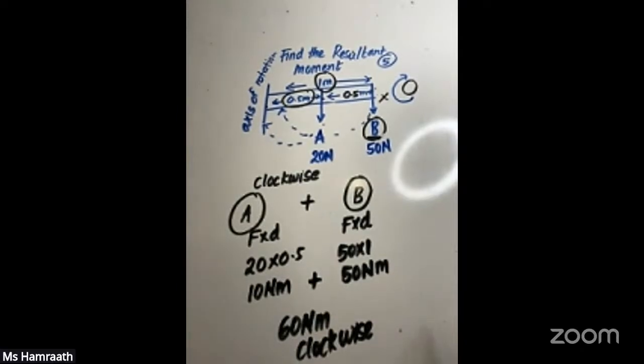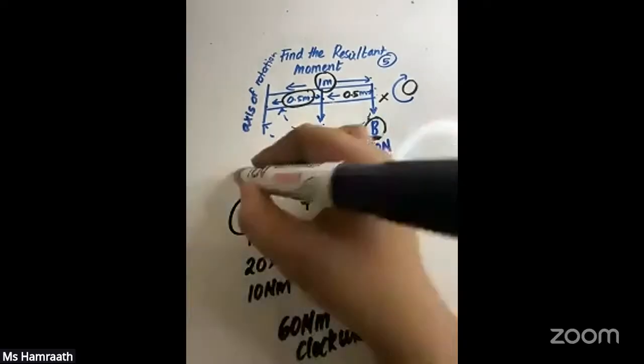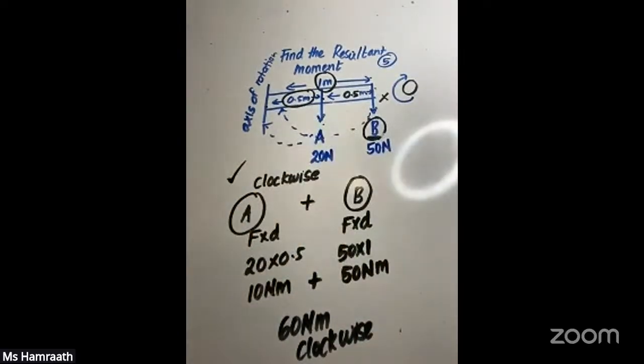Clear? Got it? Say 60 Newton meter clockwise. So if you have understood, if you have done this correctly, you would have got the answer. You would have done the question correctly. I will give you another one. Can you give a try for that?